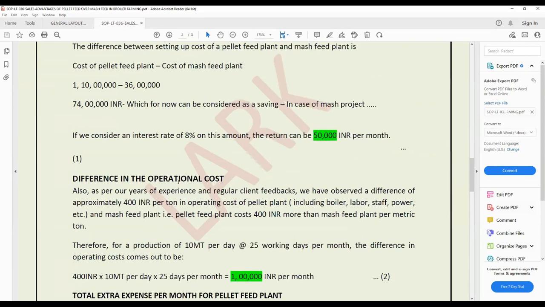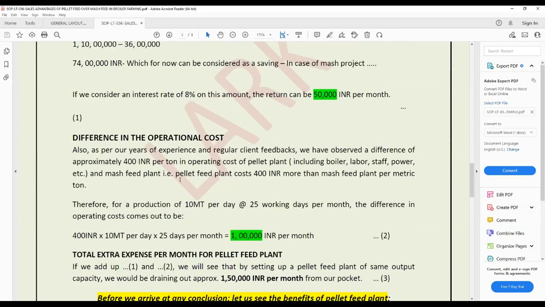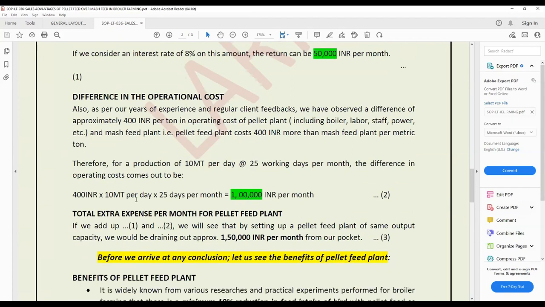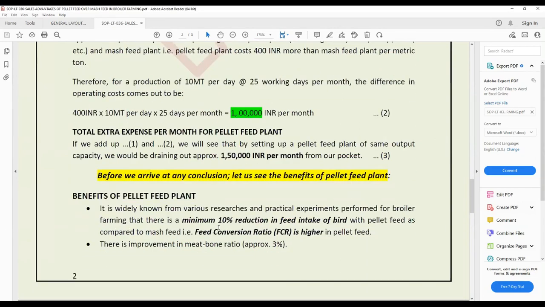For mash, the processing cost will be around 400 rupees per ton. And for pellet, as we discussed earlier, the processing cost is around 900 rupees per ton. Then we calculate the difference of 400 rupees or maybe 500 rupees, that is 1 lakh per month. Total extra expenses per month, we add 1 and 2, that is around 1,50,000 rupees per month in running a pellet plant instead of a mash plant, that is the additional amount that we need. Then we come to the benefits.